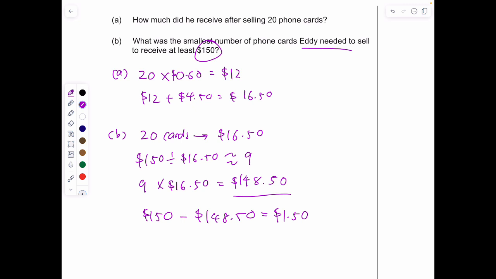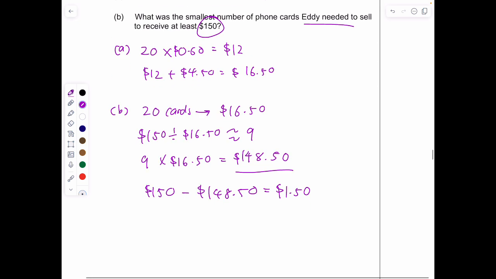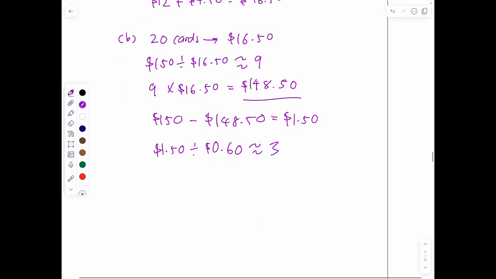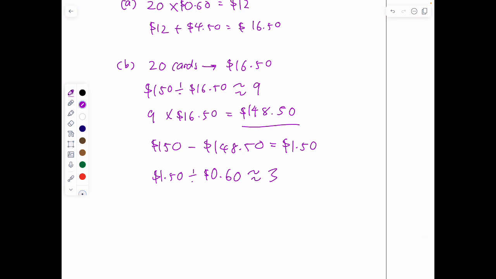So at $1.50, how many more cards do I need to sell in order to earn that $1.50? I will take $1.50 divided by 60 cents. Now take note, there is no bonus for this because it's only when you get 20 cards, then you get the additional $4.50. So when you divide by 60, you need to round off to the nearest whole number. That's 3.